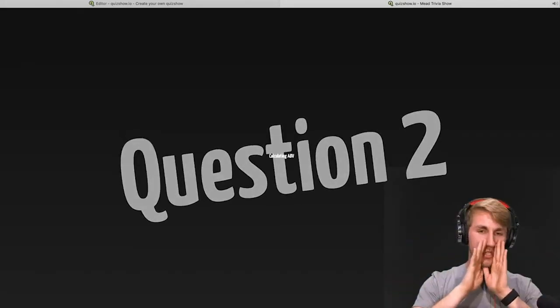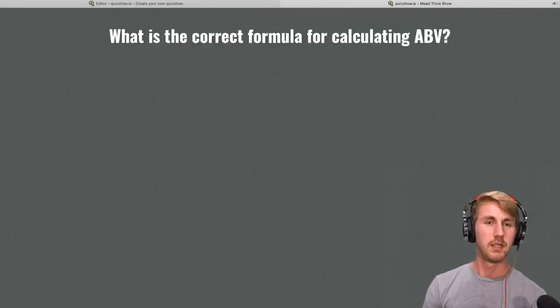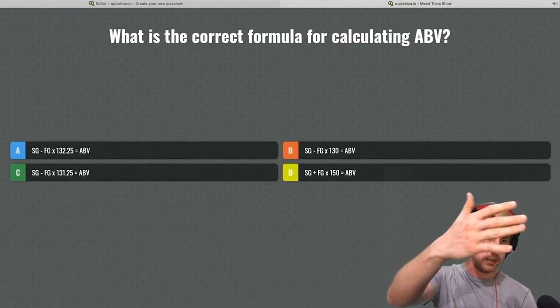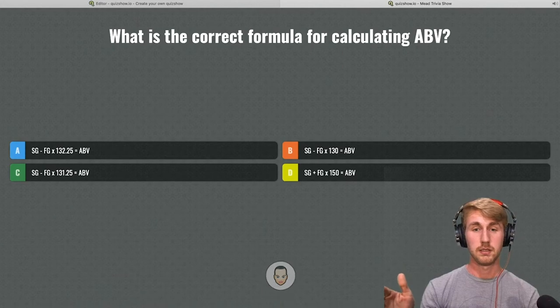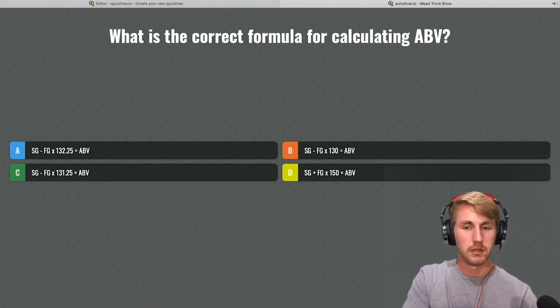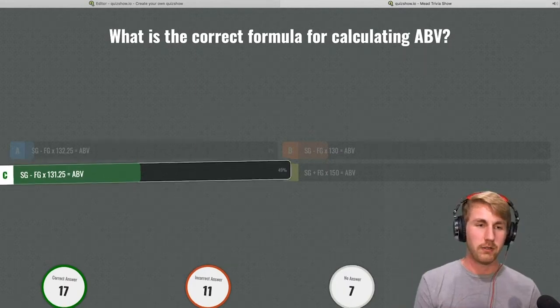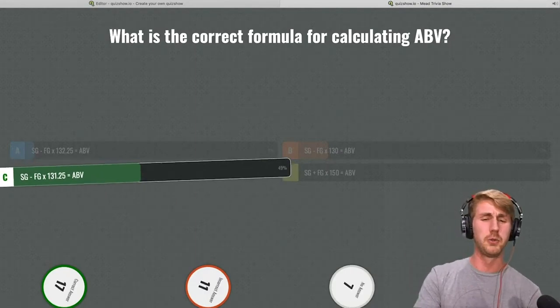Question two. We got a lot of questions to go, so we're gonna move fast. Calculating the ABV, it's worth 2,000 points. What's the correct formula for calculating ABV? Is it A? Is it B? Is it C? Is it D? Go. The answer is C, starting gravity minus final gravity times 131.25 equals alcohol by volume.